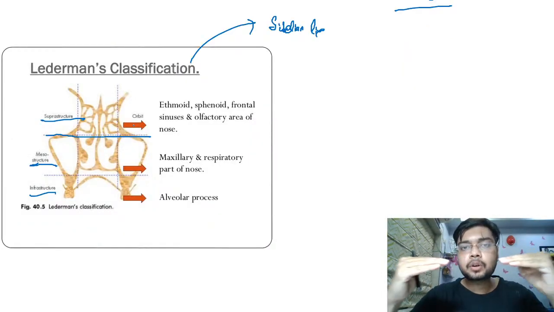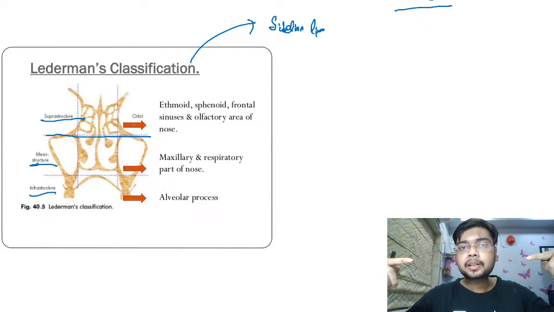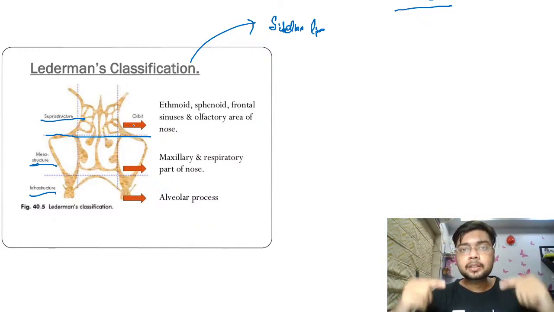The roof of the maxillary sinus is the floor of the orbit. So one horizontal line is passing through the roof of the maxillary sinus. Another horizontal line is passing through the floor of the maxillary sinus.